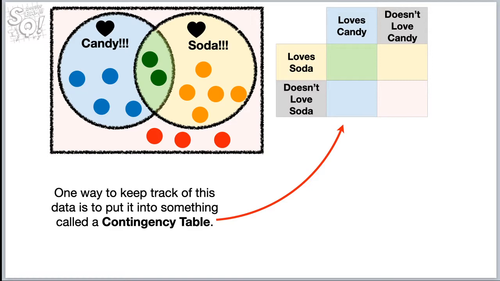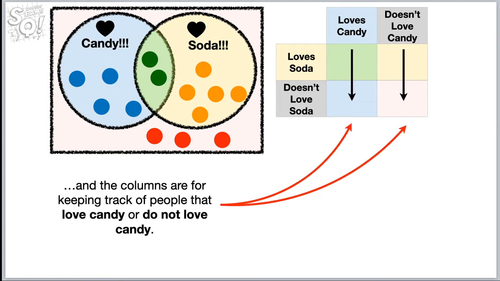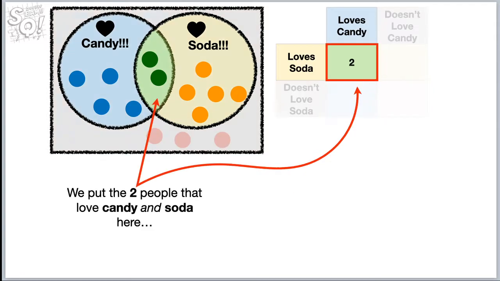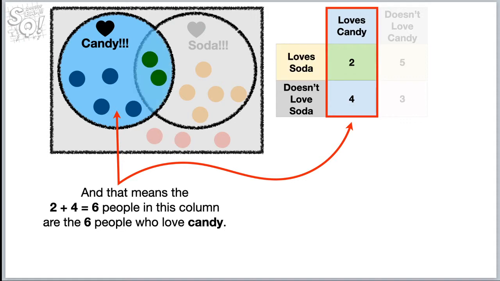Okay, one way to keep track of this data is to put it into something called a contingency table. The rows are for keeping track of people that love soda or do not love soda, and the columns are for keeping track of people that love candy or do not love candy. We put the 2 people that love candy and soda here, and the 4 people that love candy but do not love soda here. And that means that 2 plus 4 equals 6, so the 6 people in this column are the 6 people who love candy.